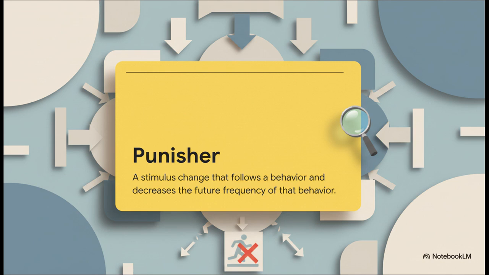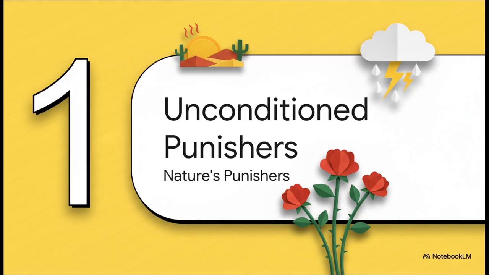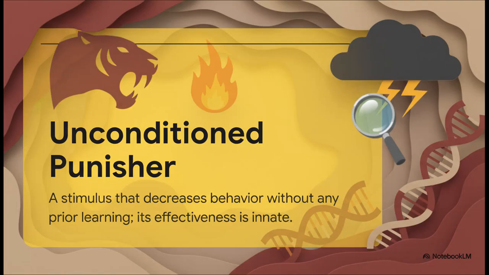Simple as that. Okay, let's start with the most fundamental category, unconditioned punishers. You can think of these as nature's built-in consequences, the ones that work without any learning or experience needed. So an unconditioned punisher, which we sometimes call a primary punisher, is a stimulus that is just inherently punishing. Its power doesn't come from experience. It's a product of our evolution, kind of hardwired into our biology to help us survive. Absolutely no learning is required for it to have an effect.